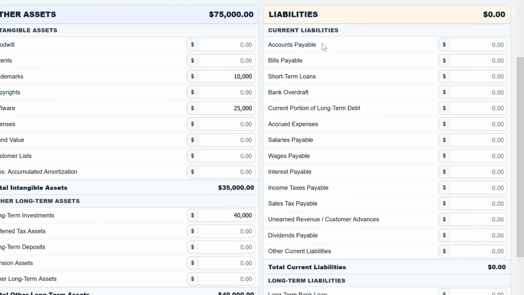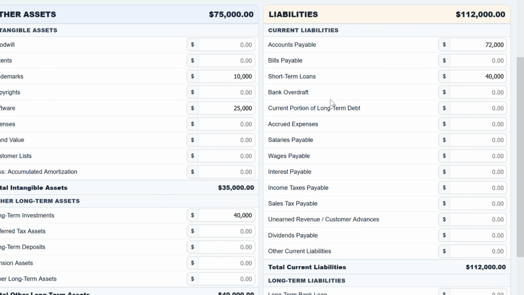The first account is accounts payable, showing $72,000. This represents money owed to suppliers for inventory, raw materials, or business services already received. Next is short-term loans, totaling $40,000. These loans usually mature within 1 year and often help businesses manage temporary cash flow shortages or seasonal inventory purchases.